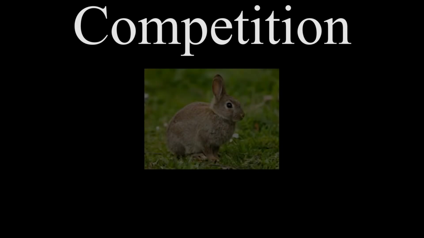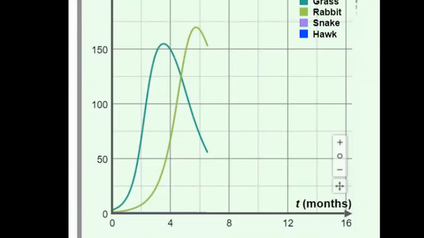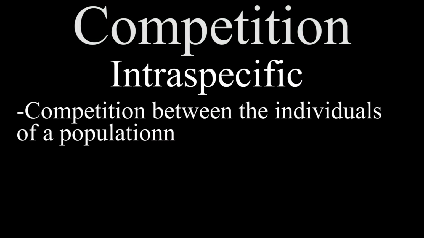Take rabbits, for example. In small fields where grass can be limited, rabbits must compete with each other in order to get the energy required to survive. This will lead to high intraspecific competition. Intraspecific means that individuals are fighting within a specific group or species, hence the name intra.